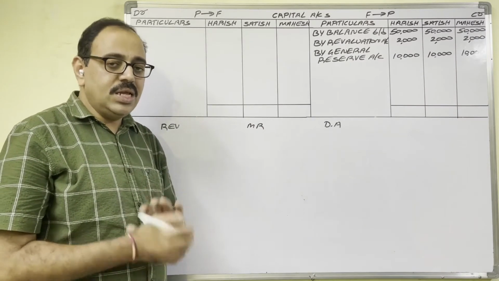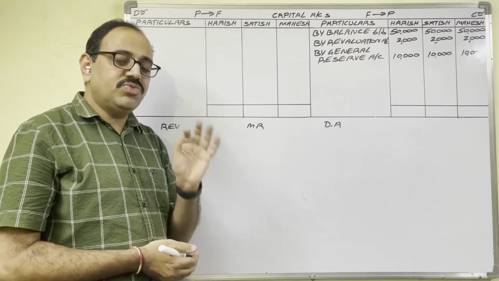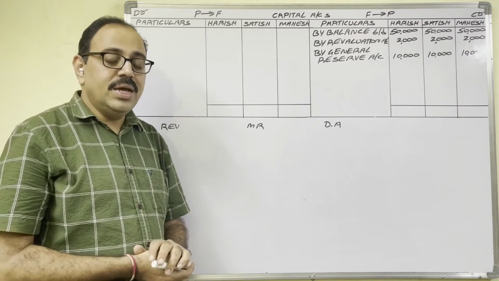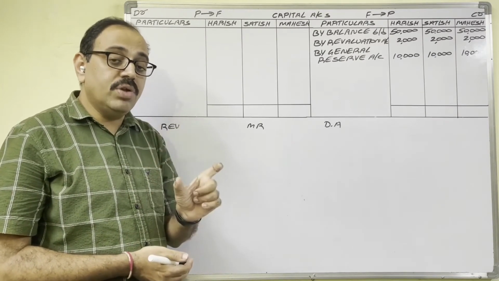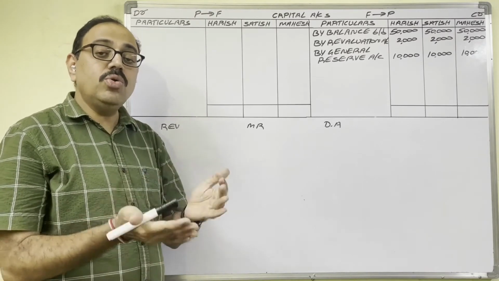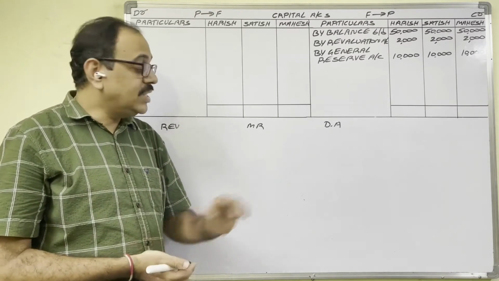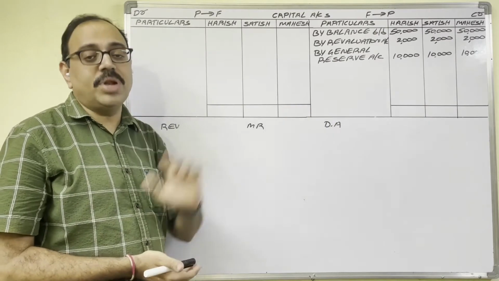In the question, it is clearly given that total goodwill is 24,000. In that, the retiring partner's share of goodwill we should adjust without opening a goodwill account. Means direct adjustment method we should apply here.